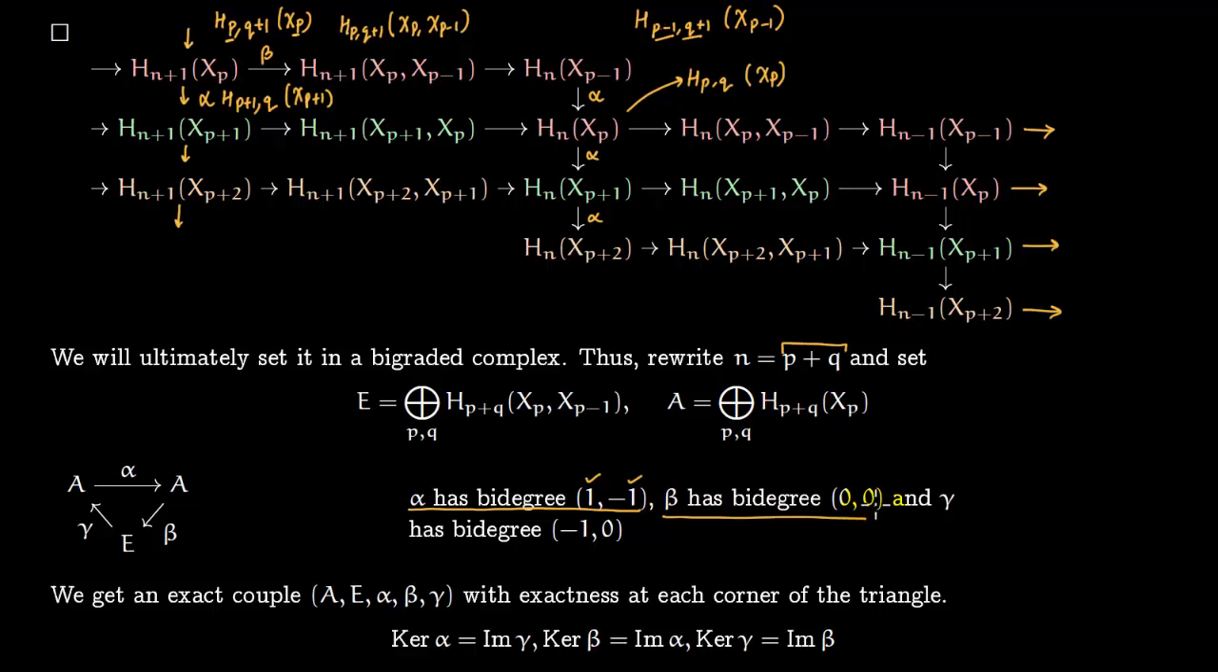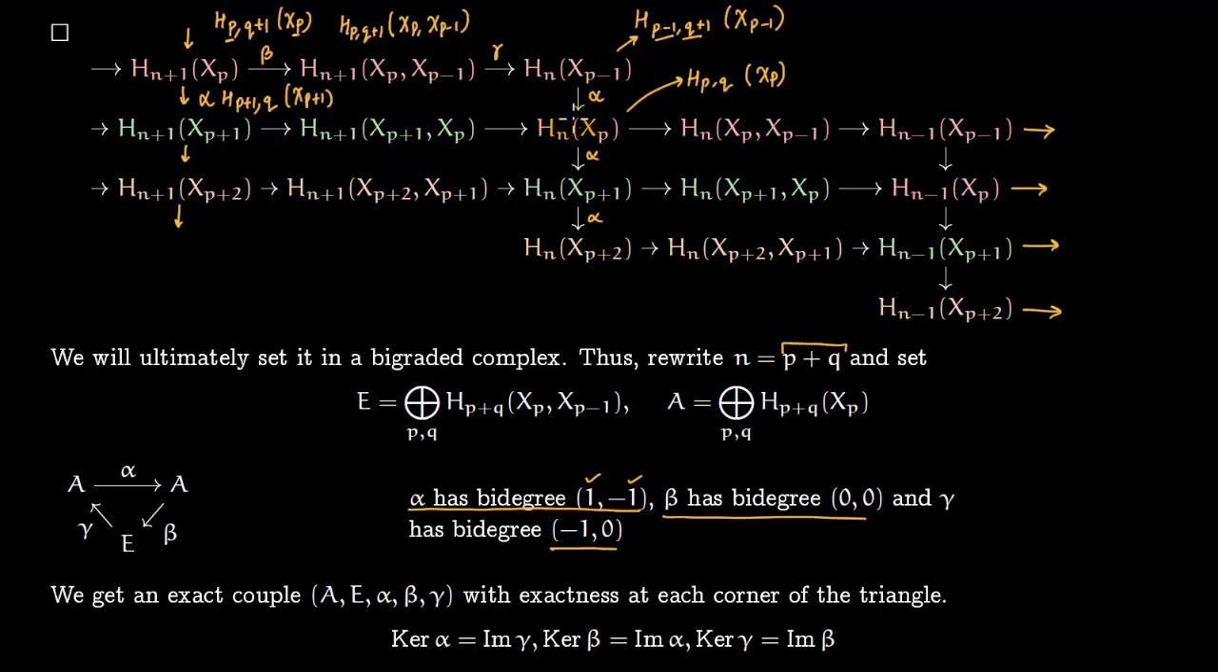Now we talk about gamma. So gamma has bi-degree minus 1, 0. So again, focus on this. So this we rewrote like this: p minus 1, q plus 1. And here this is the same as this, which is p comma q plus 1. So from p you're going to p minus 1. Q plus 1 is remaining the same. So you have minus 1, 0.